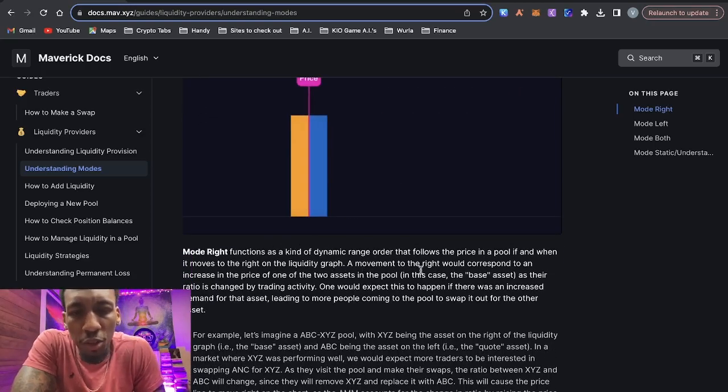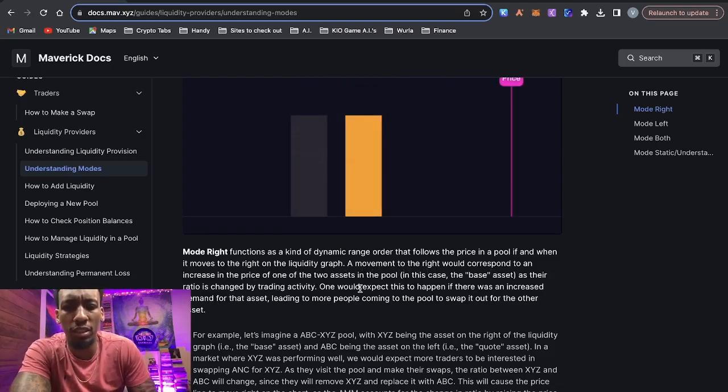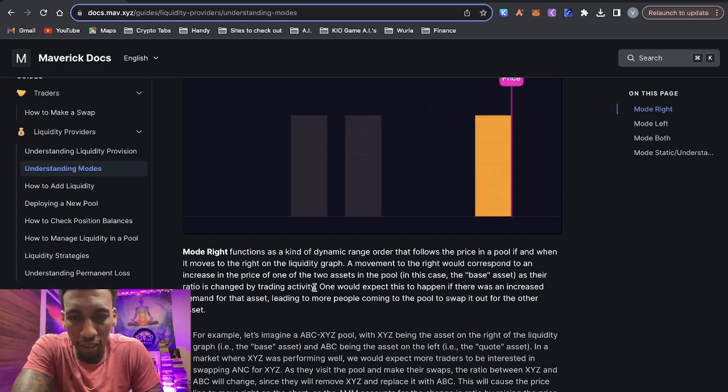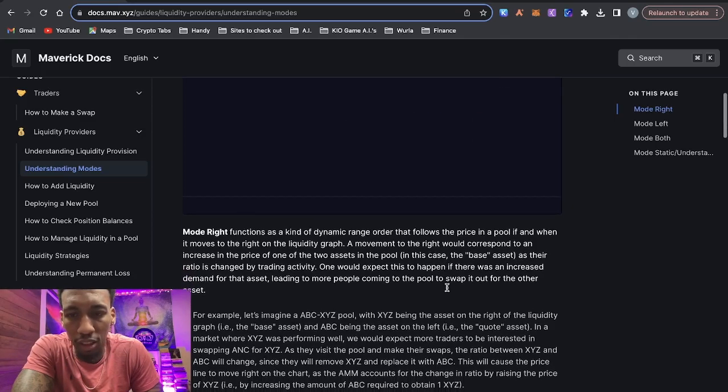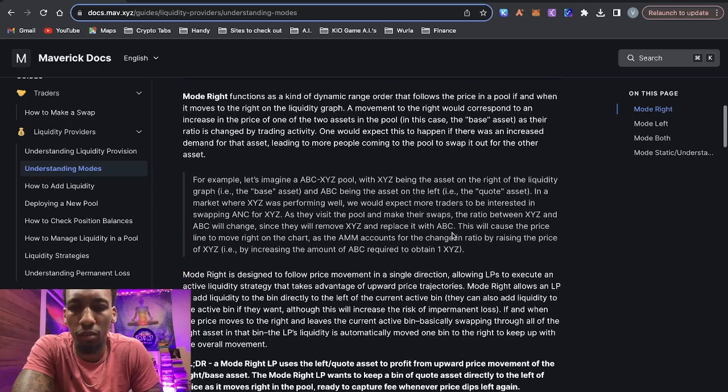So it says a movement to the right would correspond to an increase in the price of one of the 2 assets in the pool, in this case, the base asset, as their ratio is changed by trading activity. One would expect this to happen if there was an increased demand for that asset, leading to more people coming to the pool to swap it out for the other.